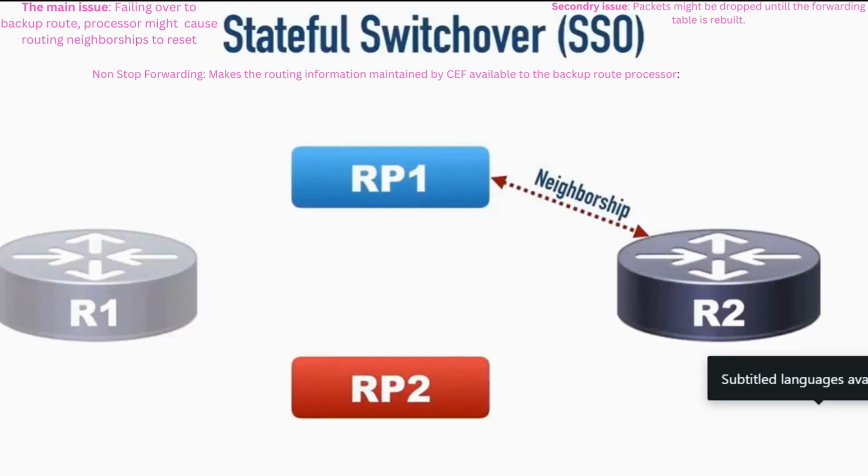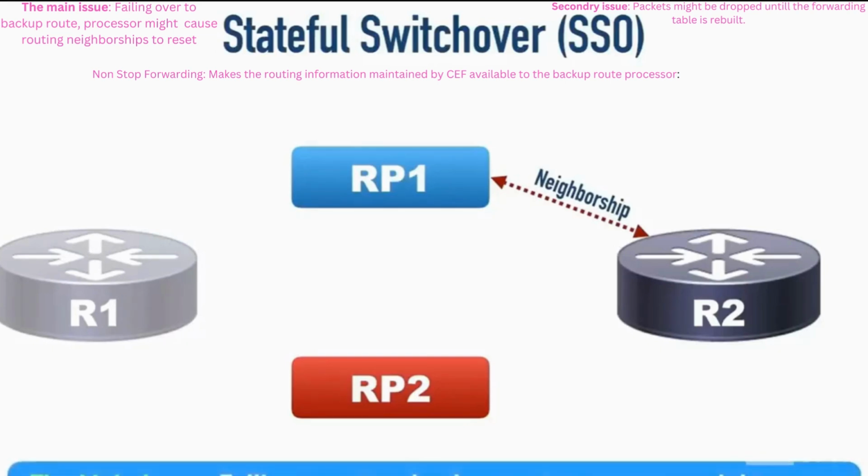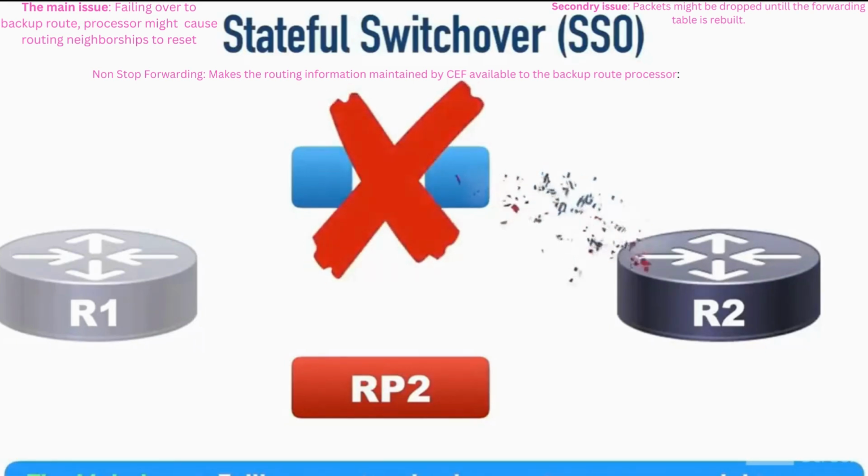Router with a couple of route processors, we'll call them RP1 and RP2, we could have redundancy within our router chassis. But there's a challenge. If route processor 1 is currently active and we have a neighborship with another router, maybe OSPF, maybe EIGRP, and RP1 were to go down, that primary route processor, and we failed over to RP2, what might happen temporarily anyway is we're going to lose that neighborship.